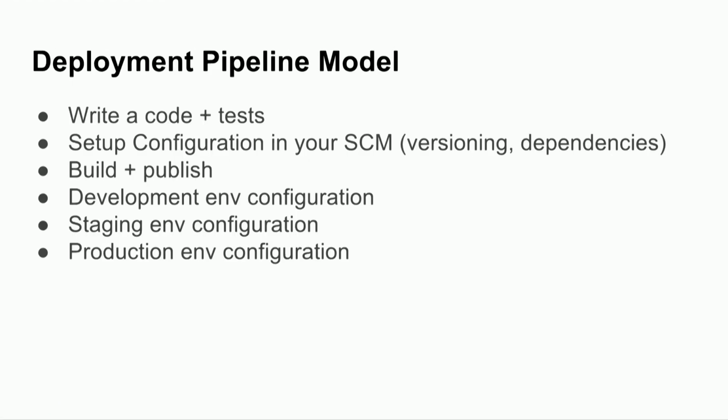So here we go, the pattern we're trying to achieve, and this is the model we're trying to propose. Basically, let development people write their code and test it. Let's set configuration in your SCM code manager, basically your entire pipeline. You do build, publish, and push your code to a repository, Docker repository, or anywhere else. And then you have your 3 stages, 3 environments.